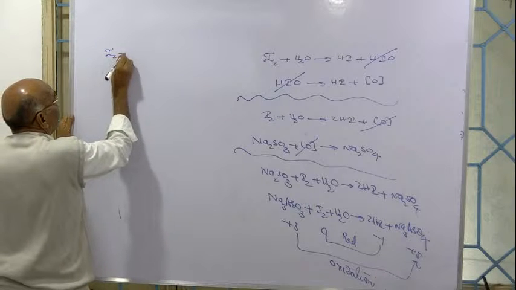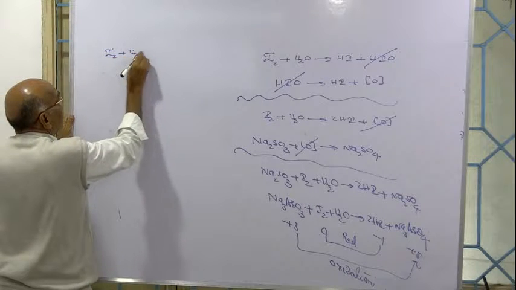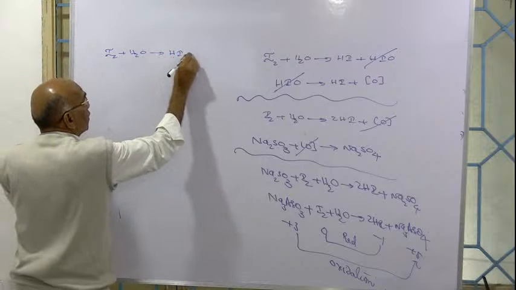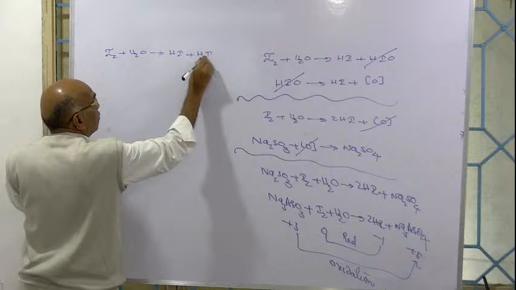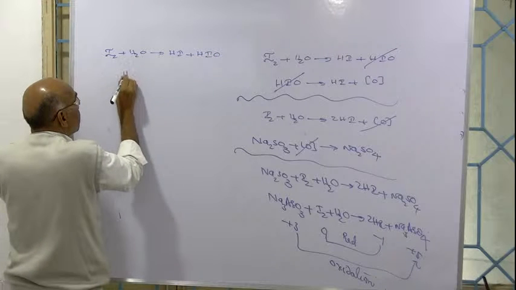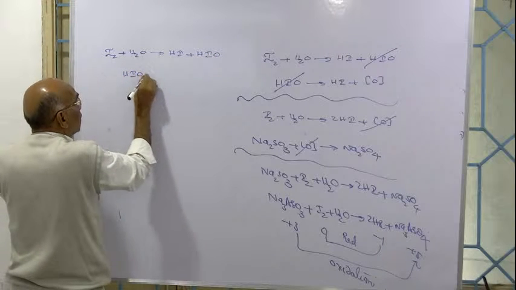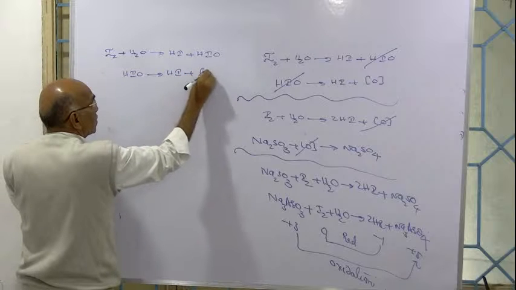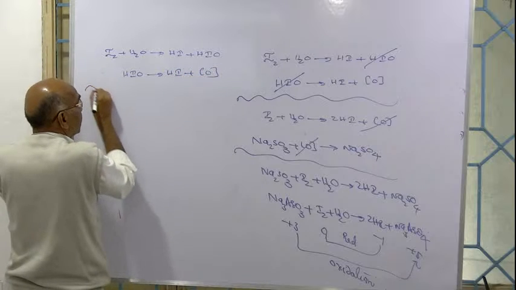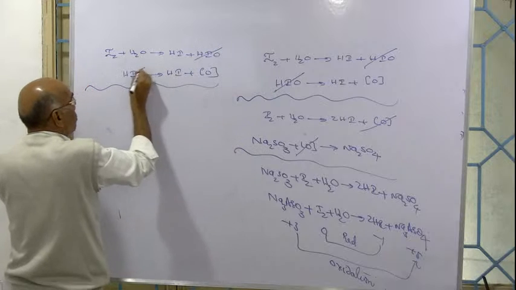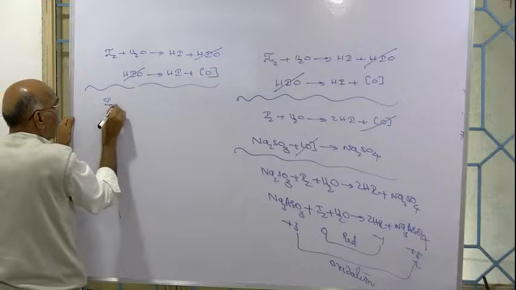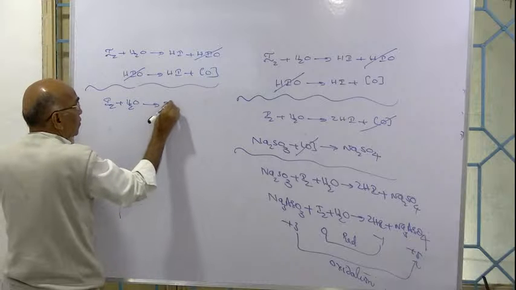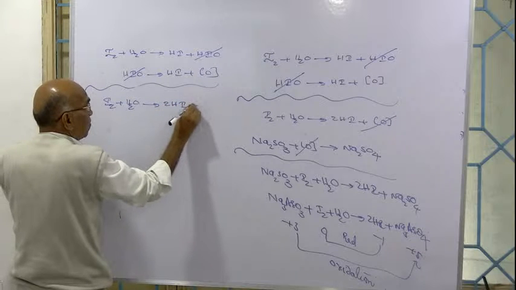Iodine plus water gives HI, HIO. HIO dissociates to HI plus oxygen. Cancellation as usual. I2 plus H2O gives 2HI plus oxygen.